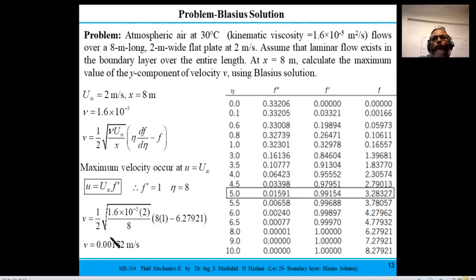So this is how you can calculate the first derivatives and all other parameters. If it says that it's a boundary layer which is laminar, this Blasius solution is only good for the laminar boundary layer. So this is where I stop today's lecture.